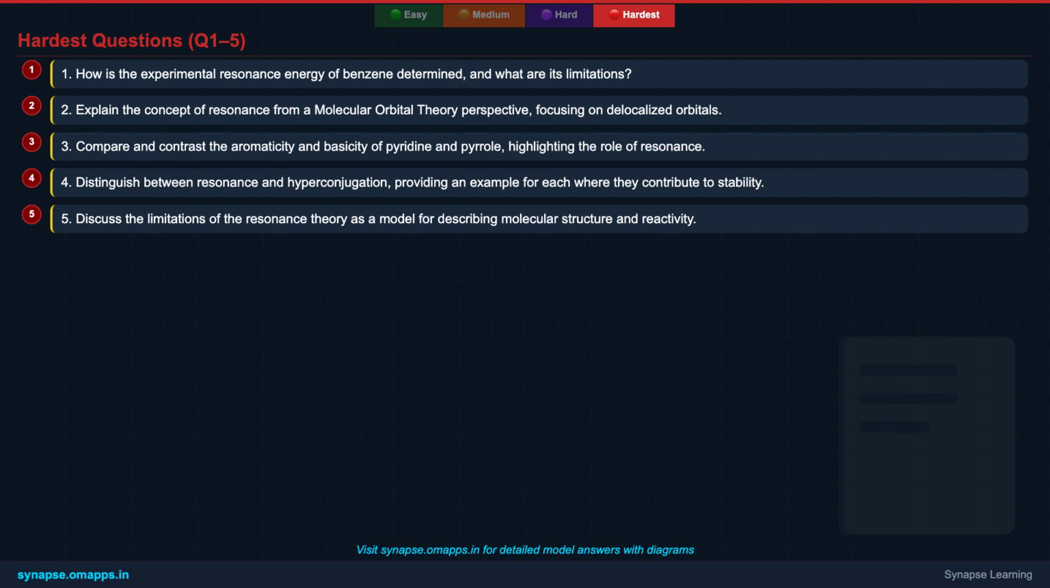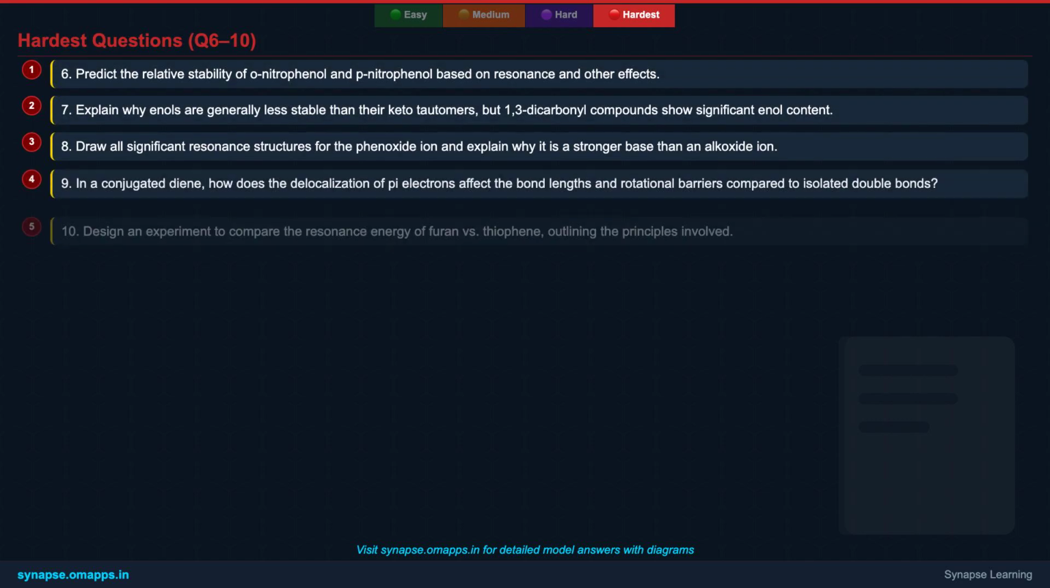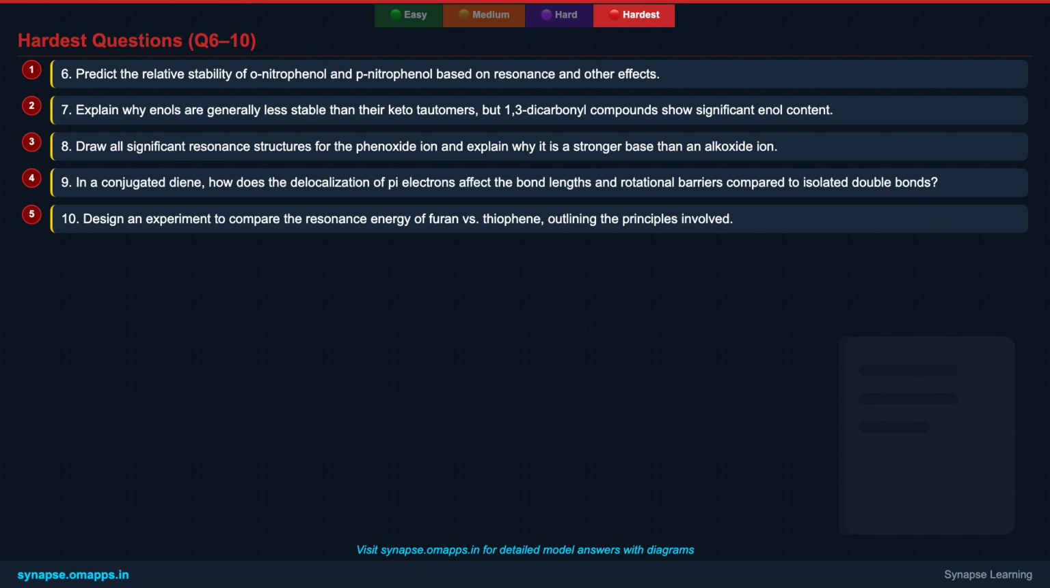Distinguish resonance and hyperconjugation with examples. And finally, discuss the limitations of resonance theory. Pause and ponder each one carefully. Now for the final 5 questions, pushing your knowledge to the limits. Predict the relative stability of o-nitrophenol and p-nitrophenol using resonance.